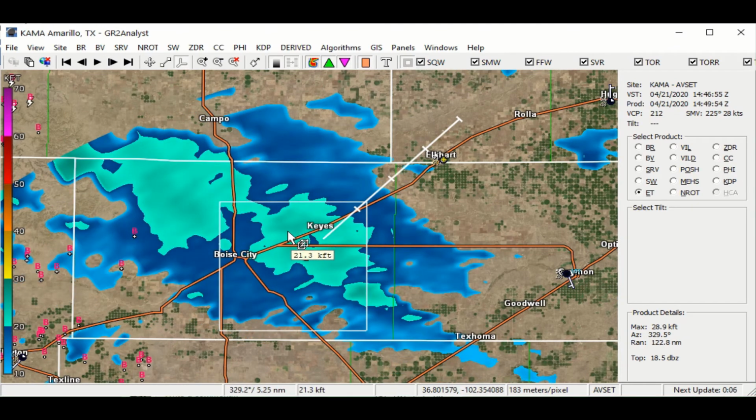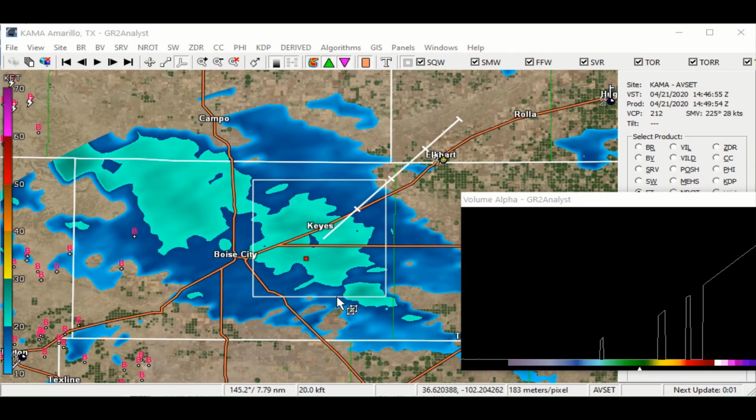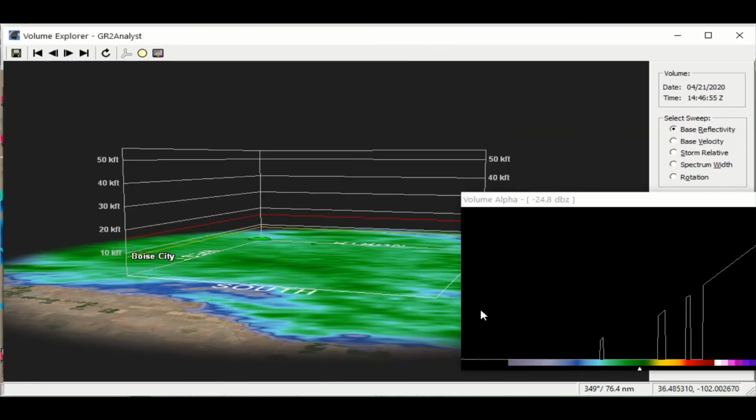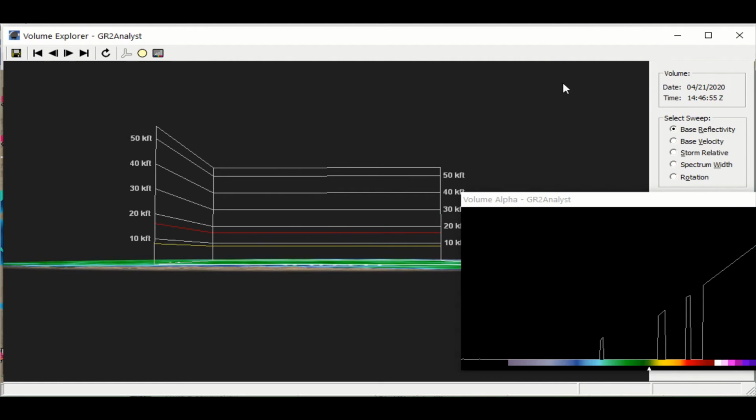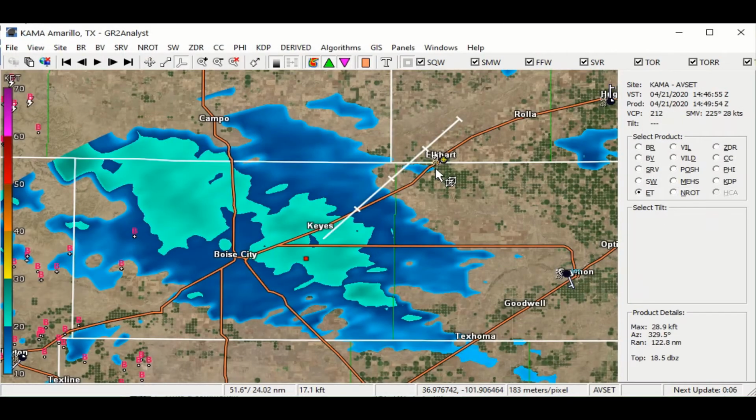Echo tops are still holding up. I mean, they're above 20,000 feet. They've lowered quite a bit, several thousand feet, but we still have 25,000 foot tops in there. Let me go ahead and shoot another volumetric section there, volume section. And we sure don't have values there. There's 35 and there's nothing showing up. So right now, lightning threat is minimal.